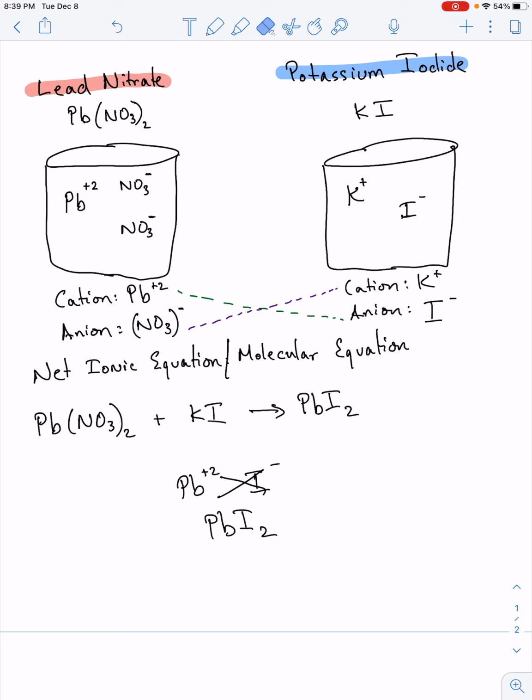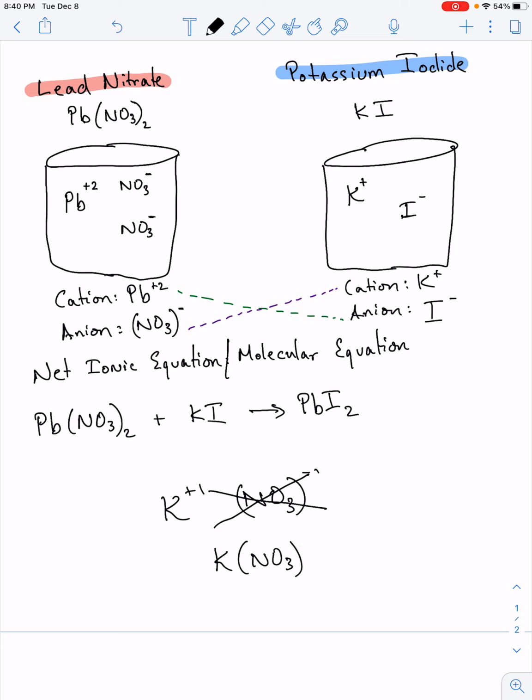I'm going to go ahead and erase that. And then I work with the other one. So I have K plus and NO3 minus. I do the same crisscross rule, where these are ones. The ones come down. And this just ends up being KNO3. And since there's only one NO3, I don't have to put parentheses around it.